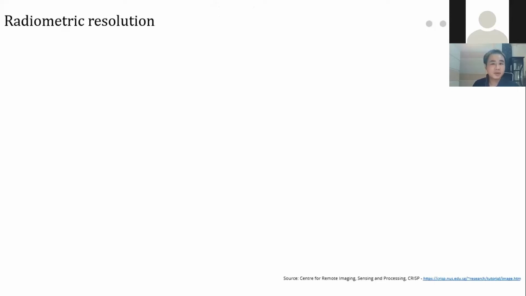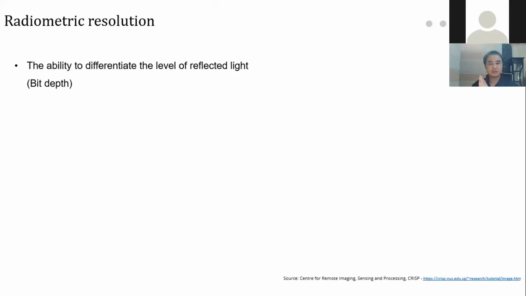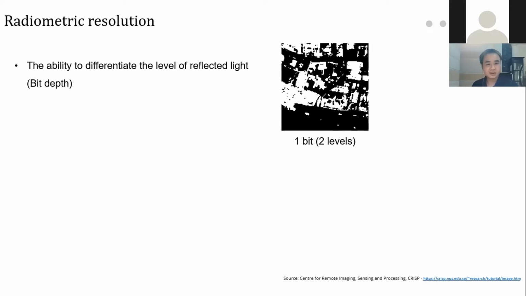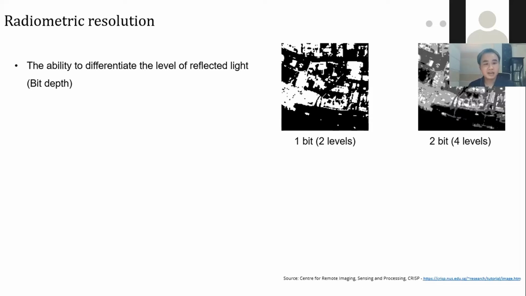So the third one is radiometric resolution. That is the ability of the sensor to differentiate the level of reflected light, and you can call that bit depth as well. Here we have a 1-bit image with only 2 possible levels, so every pixel in here is either black or white, and you won't be able to differentiate the objects on the ground. If we have a better radiometric resolution, like here with a 2-bit image, we have 4 different grayscale levels, so you will briefly see, okay, it looks like an urban area with housing blocks.